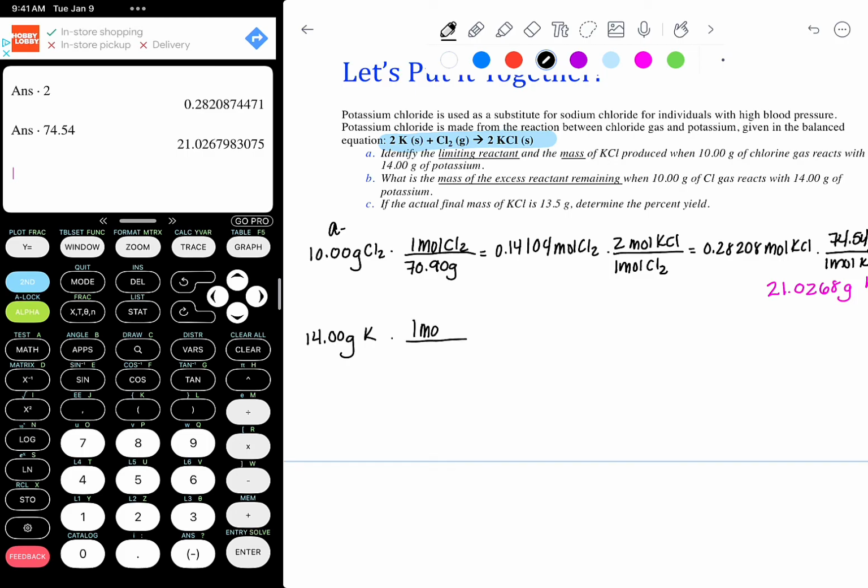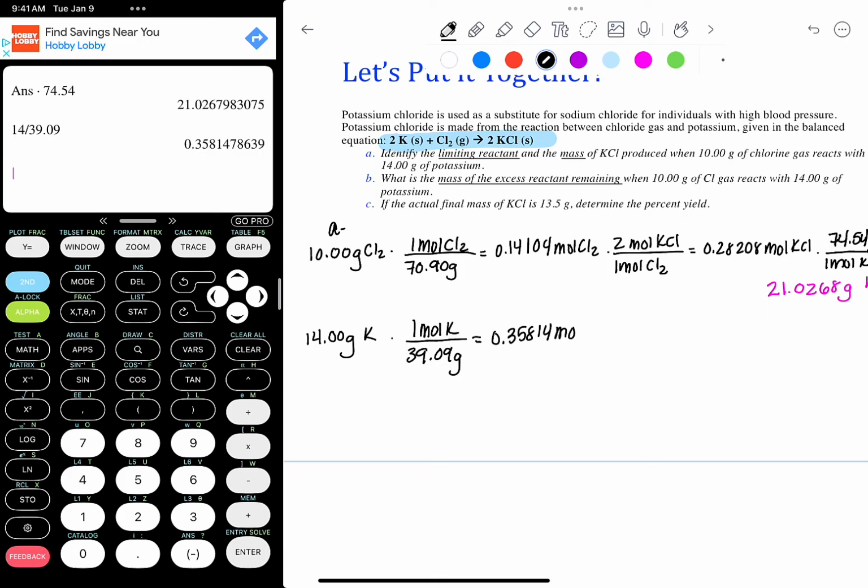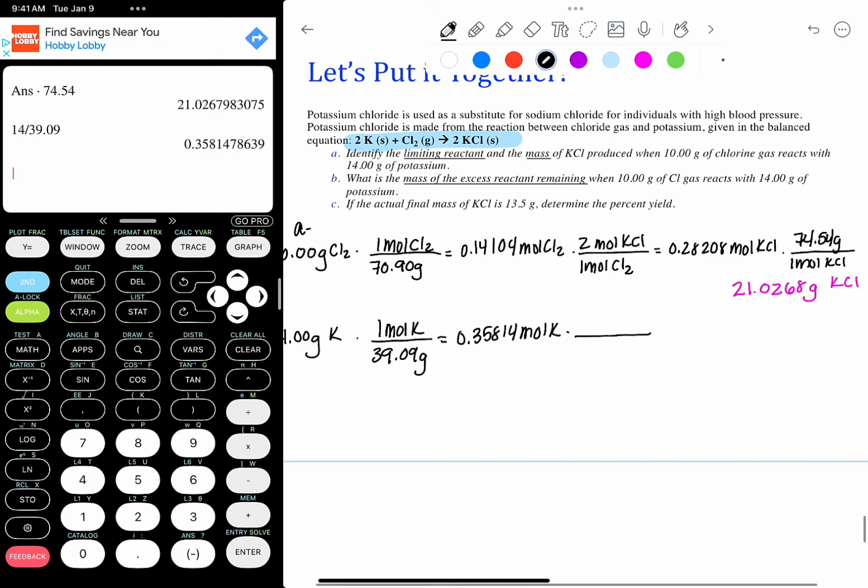1 mole of potassium has a mass of 39.09 grams. We get that from the periodic table directly. So we get 14 divided by 39.09. We get 0.35814 moles of potassium. We then use our mole to mole ratios to convert from reactant to product.